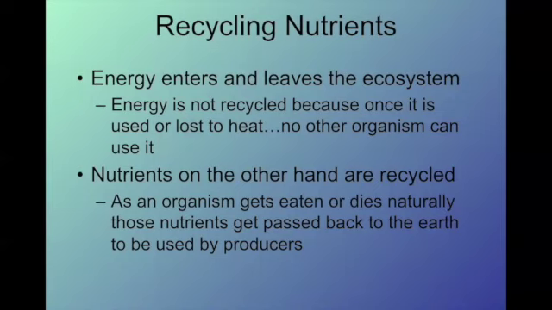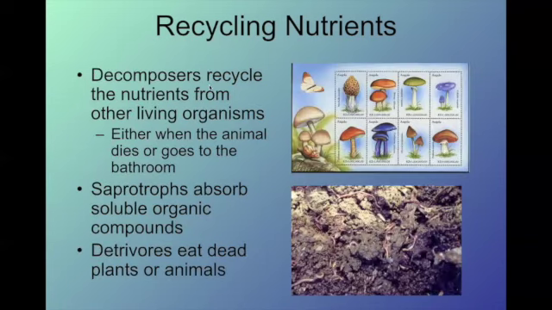Energy is going to enter and leave the ecosystem. It's not recycled. Once it's gone, it's gone. And we often lose this energy to heat. Nutrients, on the other hand, are always recycled. So when you die, plants are going to grow out of your dead body, recycling the nutrients that are in that body. Decomposers recycle the nutrients from other living organisms. Decomposers are put on Earth to make sure that all of this dead, decaying stuff doesn't build up.